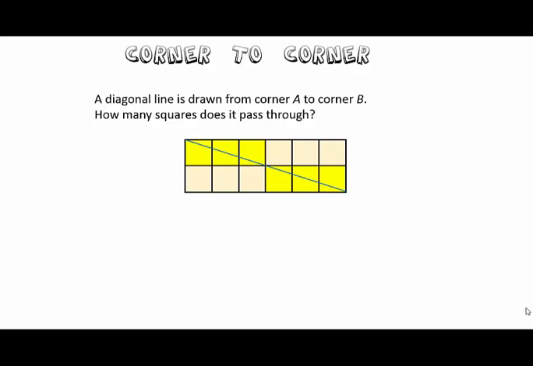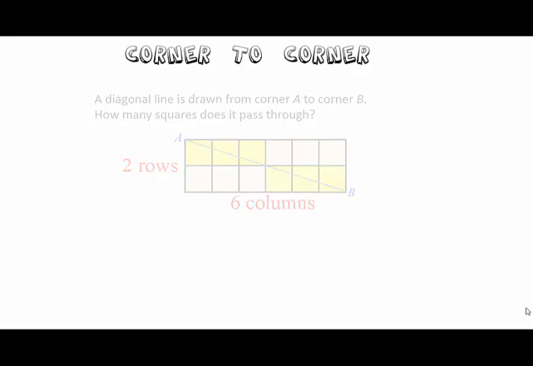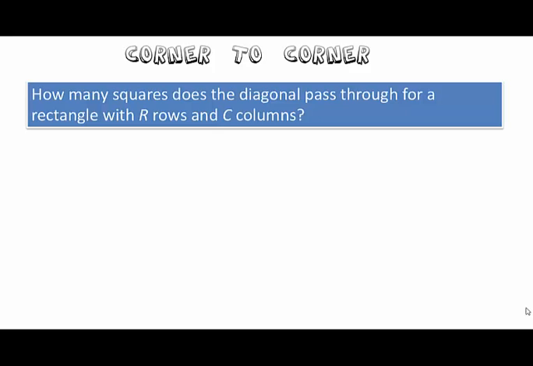You might think, so what? But the idea is, is there a relationship between the number of squares passed and the number of rows and columns of the rectangle? Let's generalize that, and we can ask the question, how many squares does the diagonal pass through for a rectangle with R rows and C columns?